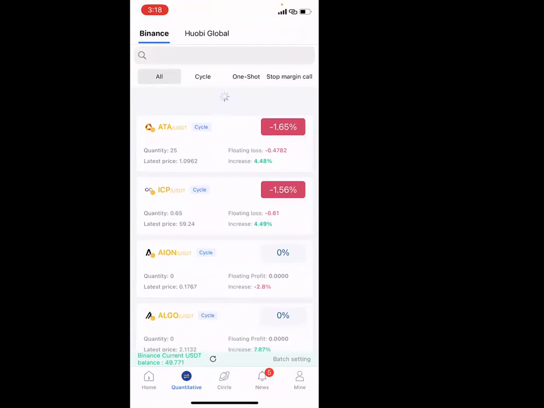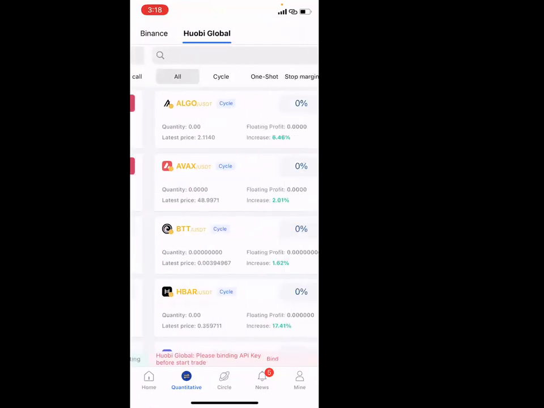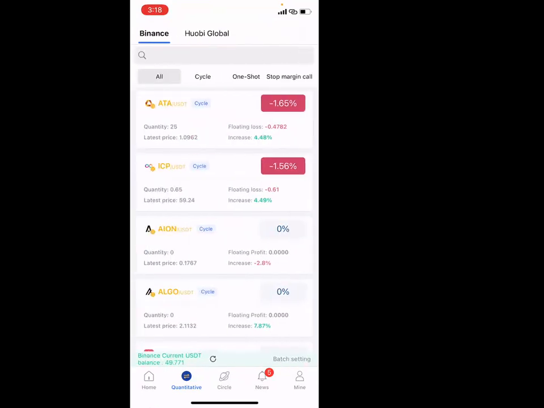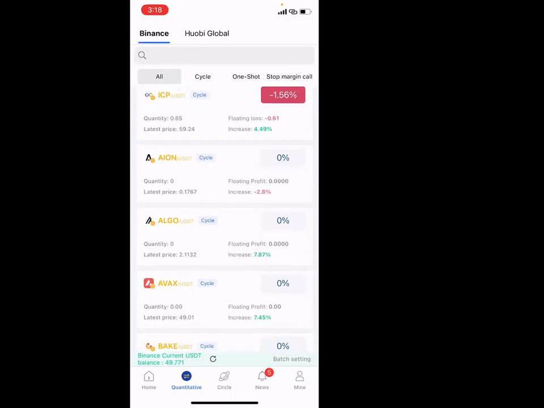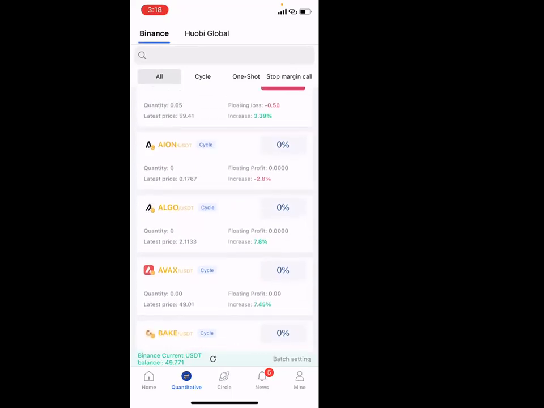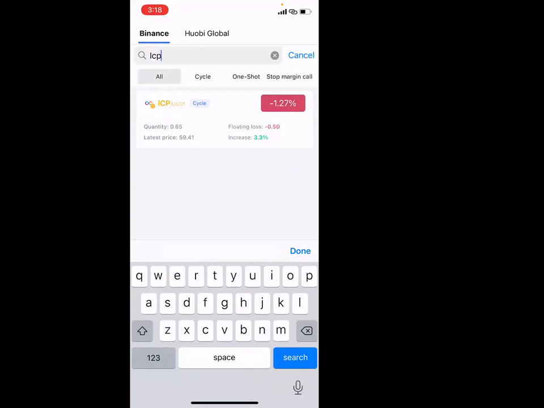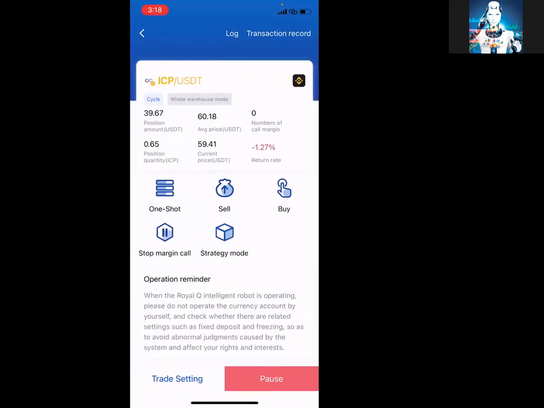Go to quantitative. Make sure you're on Binance, you are not on Huobi. Make sure you're on Binance. Okay. Now, search for ICP. Search for it: ICP USDT. You get it. You tap on it.